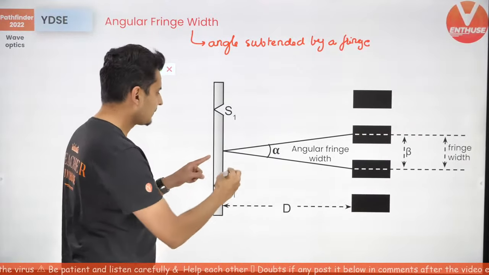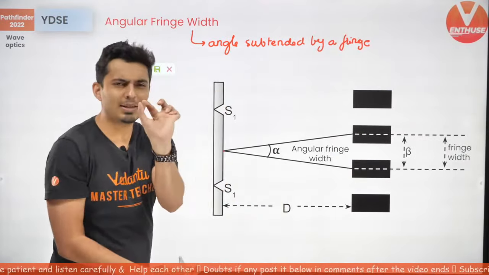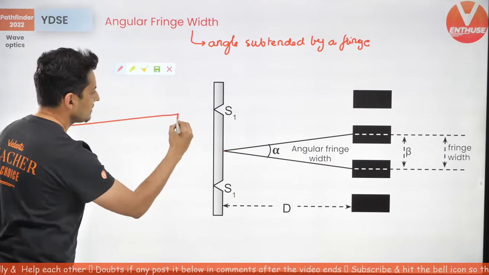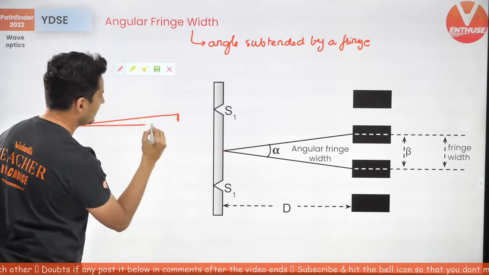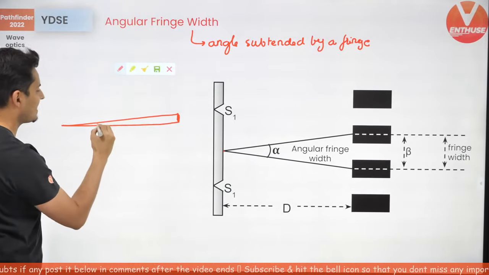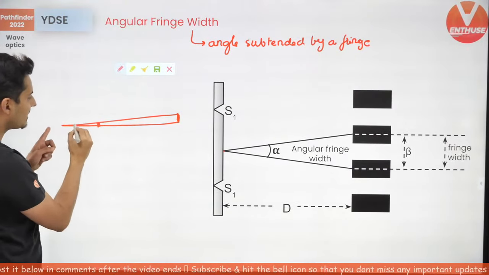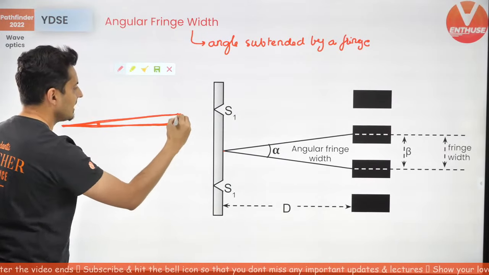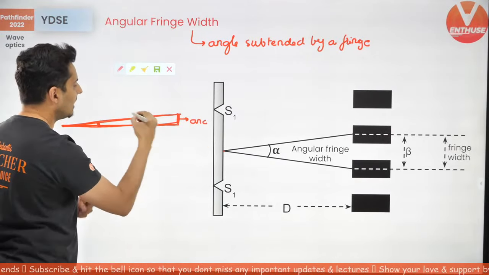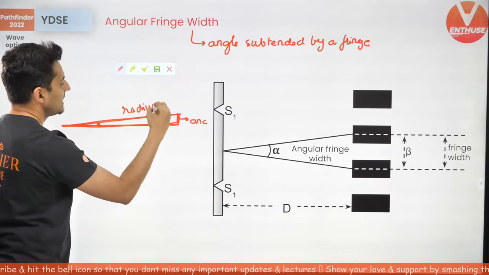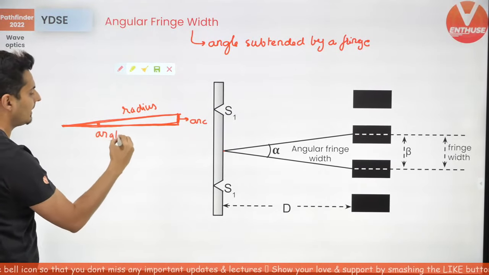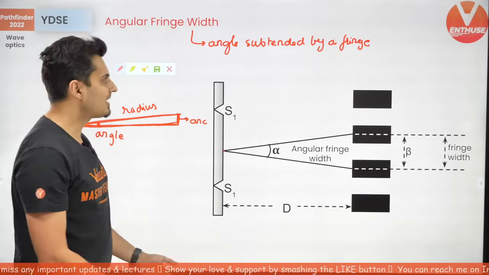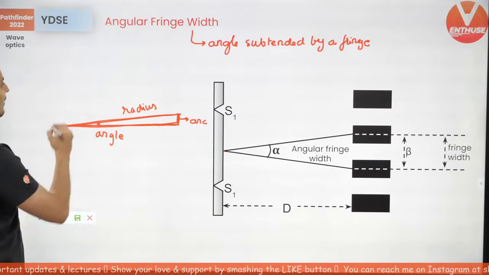Now we all know that the fringe width is generally very small, in micrometers, this small. So something like this will be your fringe width, and this is the angle which is subtended. Can you see, this is like a radius, this is like a sector, this is like an arc, this is like a radius, and this is nothing but the angle over there. And you know what is the length of the arc? The length of the arc is r theta, right?